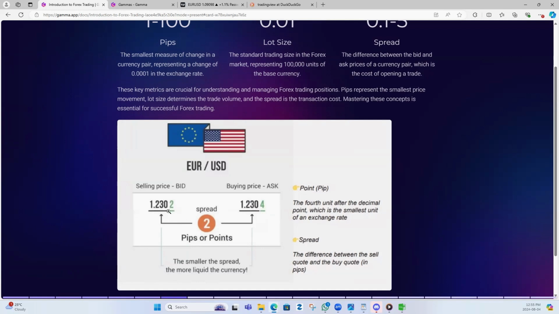So you can see this selling price is 1.2302 and the buying price is 1.2304. If you subtract from here to there, this is the spread. So 2 points, or 2 pips, is the spread. This is what you will be charged by the broker when you are buying and selling. And this is the price you have to pay.